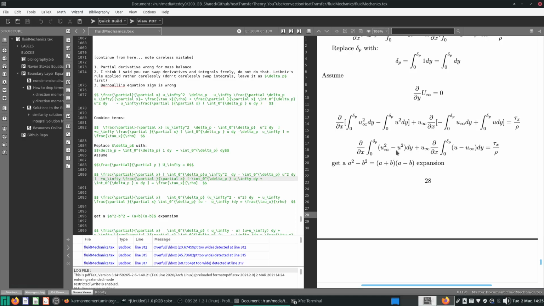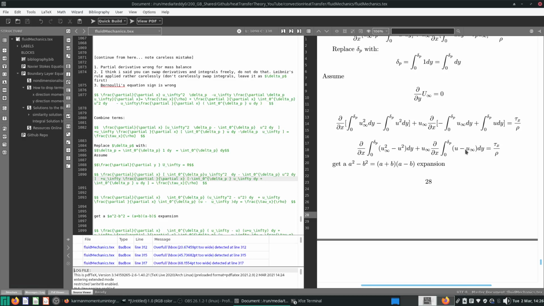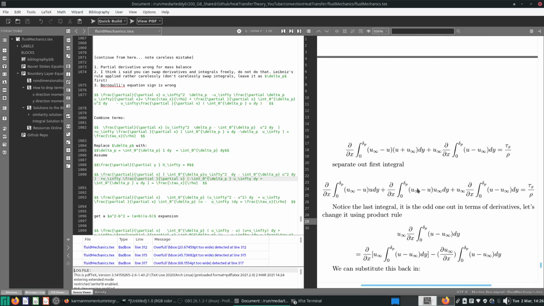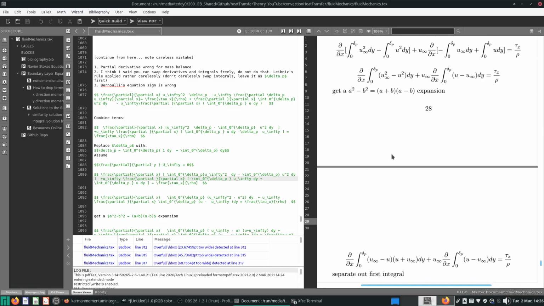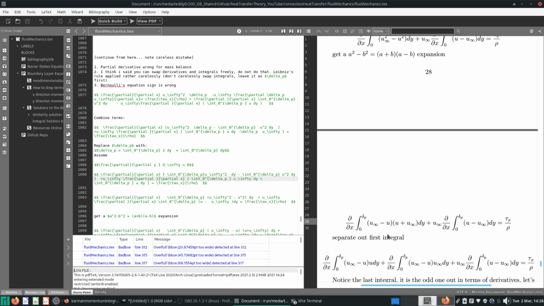Now, you notice that this term here is very conveniently in the form of a squared minus b squared. So a squared minus b squared equals a plus b times a minus b. We're going to use that expansion on this term over here. This term here, we'll just leave alone for the time being. So we do the a plus b, a minus b expansion, and this is what we get: u infinity minus u, times u infinity plus u.